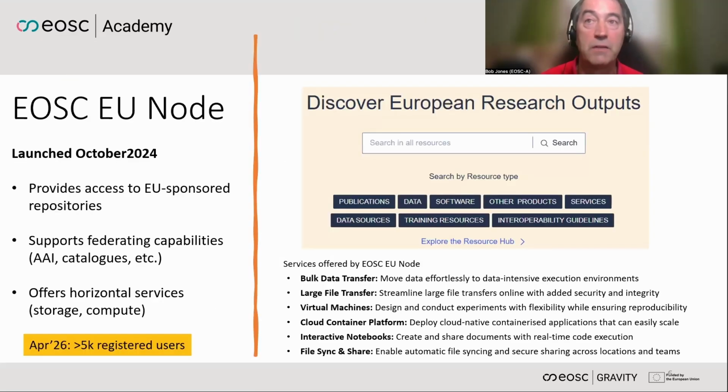Now, as it started, if we look back, when did the Federation start? I think we can justifiably say it really started with the launch of the EOSC EU node, which was the first node. It was launched in October 2024.